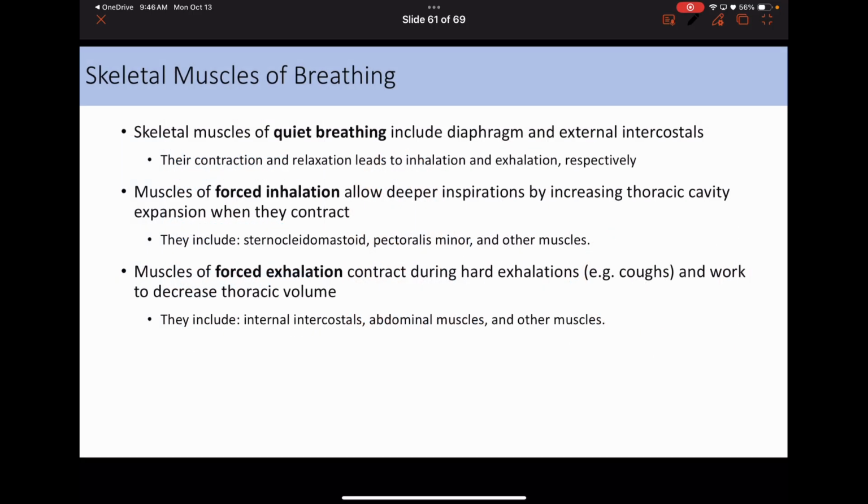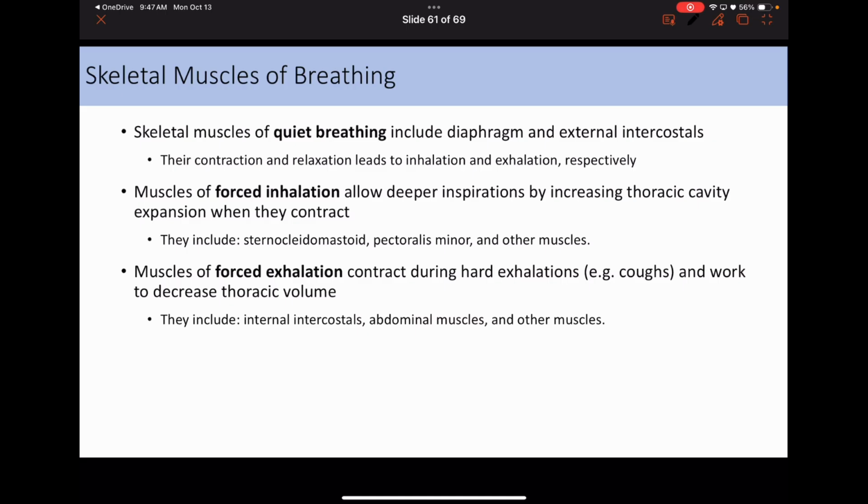Your skeletal muscles of quiet breathing, the breathing that you do at rest, are going to be your diaphragm and those external intercostals. Their contraction and relaxation leads to inhalation and exhalation, or inspiration and expiration, respectively. Now, you do have something called forced inhalation, where you can take a really big deep breath in if you needed to, or like what Corbin's doing right now with yawning.